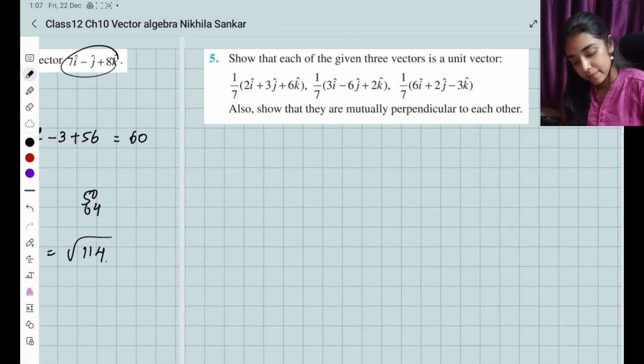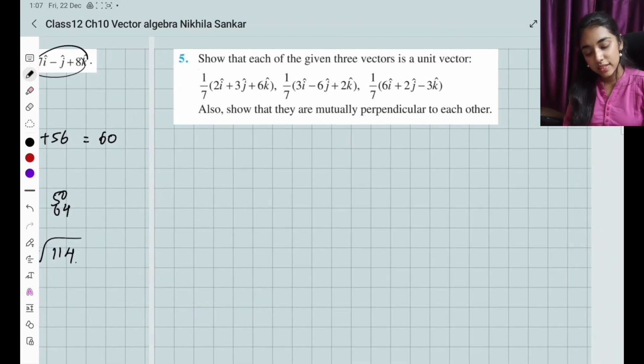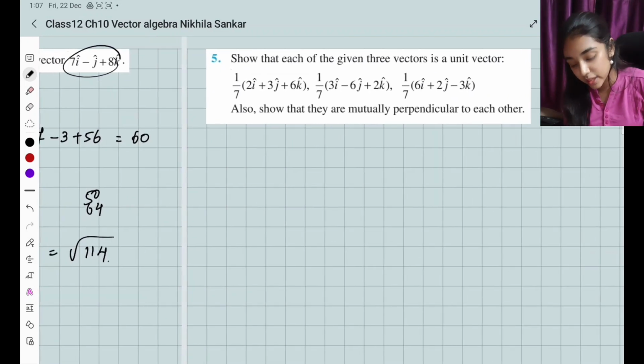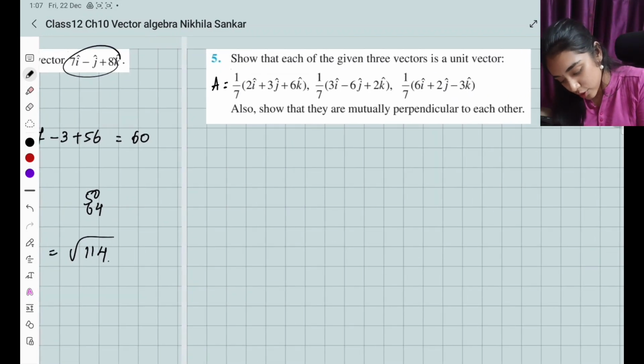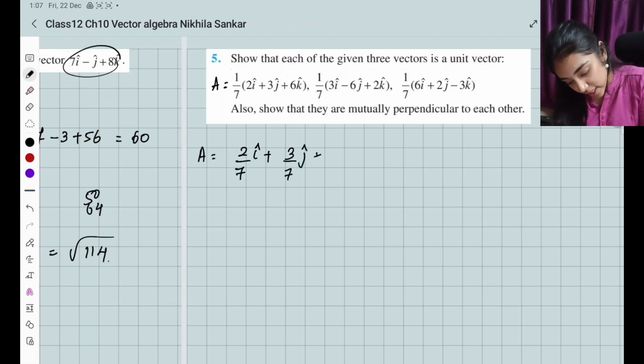Question number 5. Show that each of the given 3 vectors is a unit vector. How do we know it is a unit vector? So first of all, let's take this as a. So I have a equals 1 by 7 times 2i. I multiply the 7 inside, because it's already given in the question. So 2 by 7 i cap plus 3 by 7 j cap plus 6 by 7 k cap.